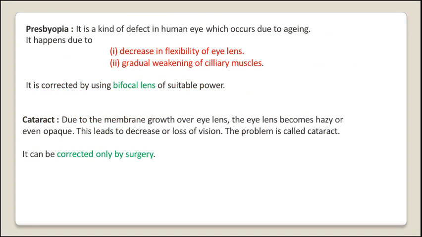And the next one is not a defect basically, it is a disease known as cataract. Due to membrane growth over the eye lens, the eye lens becomes opaque and the person is not able to see anything. Means it leads to a decrease or loss of vision. This problem can only be corrected by cataract surgery, which is also known as phacoemulsification. Means by surgery the lens is removed and a new lens is placed in place of the old lens. Thus a person will be able to see everything clearly.